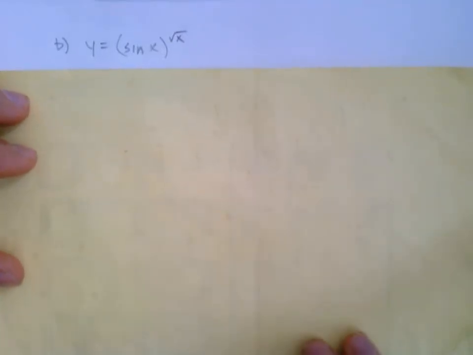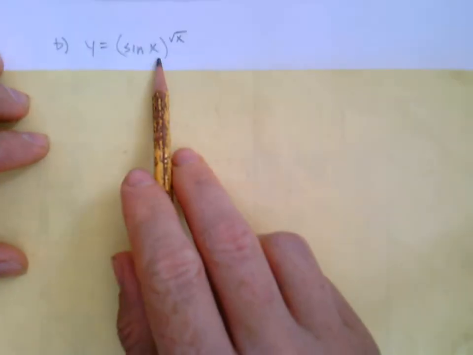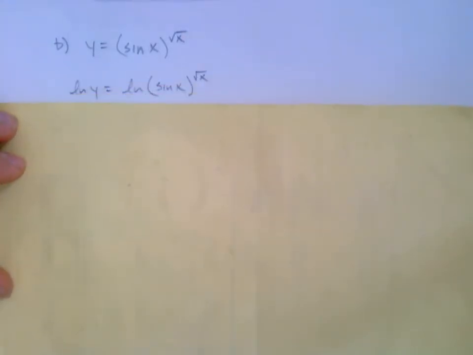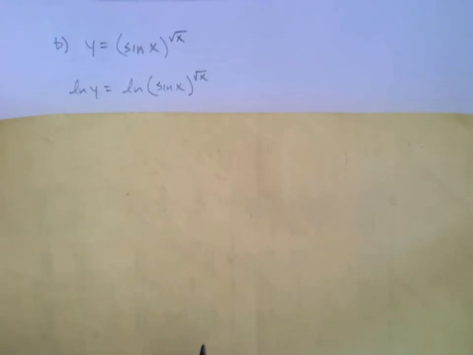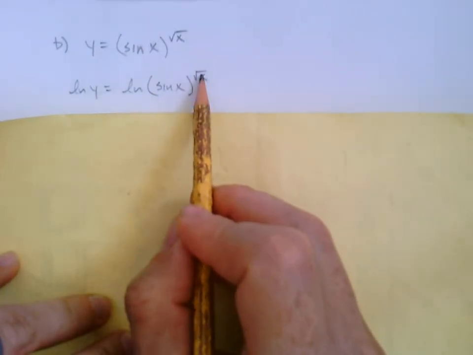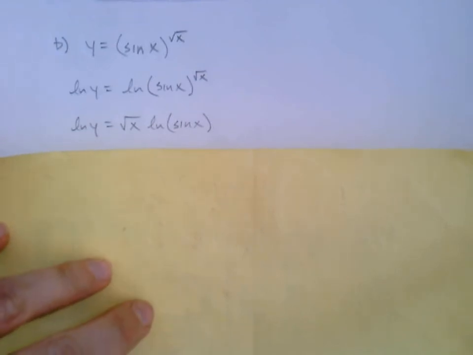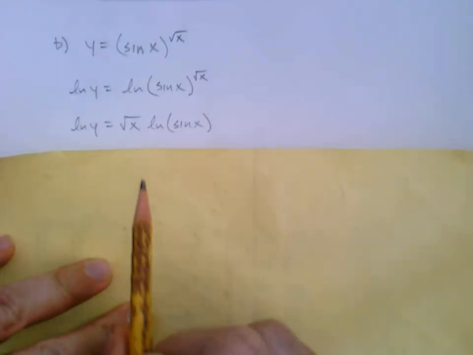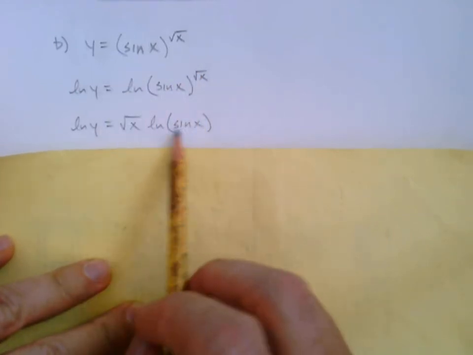All right, y equals the sine of x raised to the x, and we can see variable raised to variable. How do we get started? Take the natural log of both sides. Why do we take the natural log of both sides? Because we want to move this exponent down in front. That's the whole reason. It's the only reason why we do it. That allows us to do this, and now we've got a product.